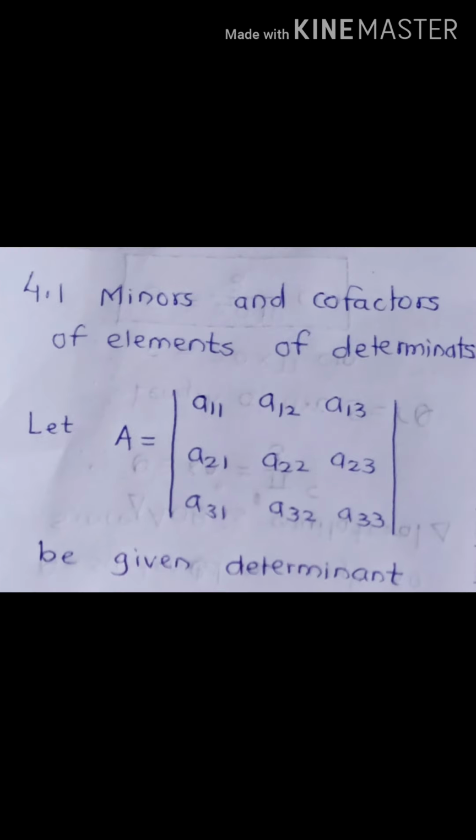In the first row we have A11, A12, A13. In the second row A21, A22, A23. In the third row A31, A32, A33.